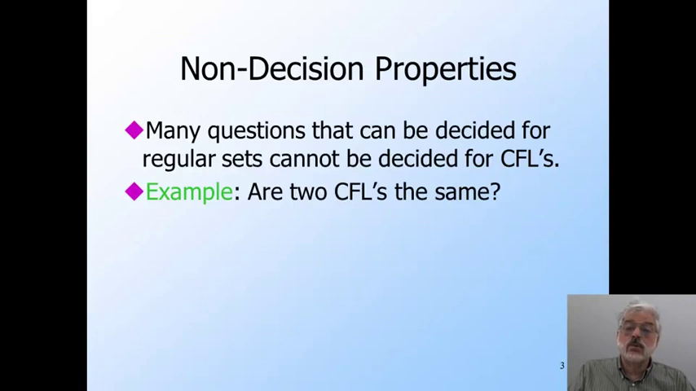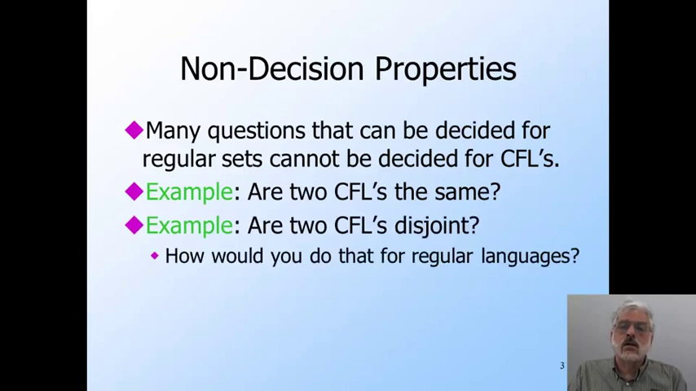For example, we were able to tell whether two regular languages, say represented by DFAs, were the same. We can't tell whether two context-free grammars or two PDAs define the same language. Another thing we cannot tell is whether two context-free languages are disjoint. We say sets are disjoint if their intersection is empty, that is, they have no members in common.